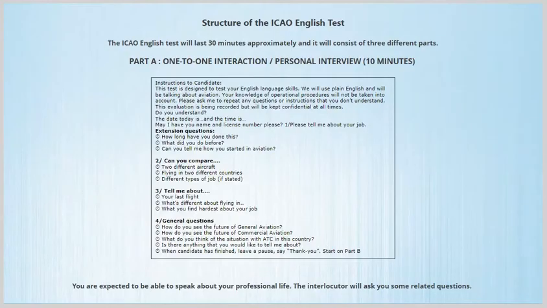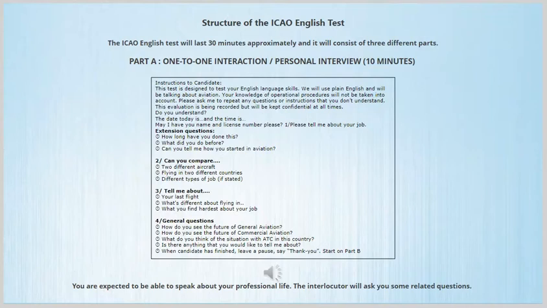Structure of the ICAO English Test. The ICAO English Test will last approximately 30 minutes, and it will consist of 3 different parts. Part A, one-to-one interaction, personal interview. You are expected to be able to speak about your professional life. The interlocutor will ask you some related questions.